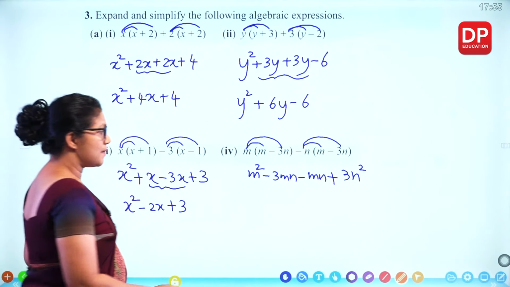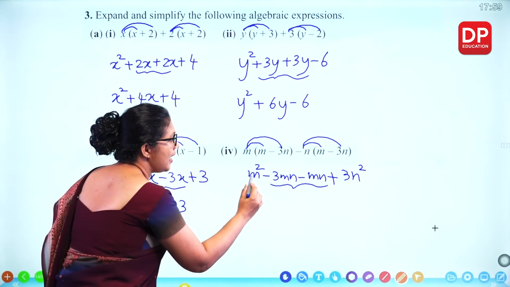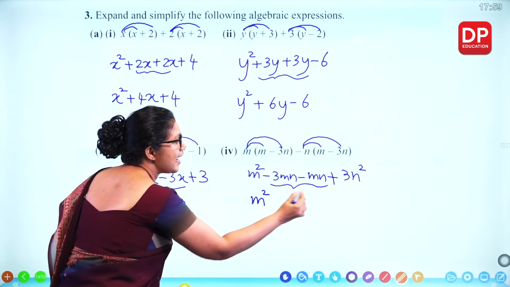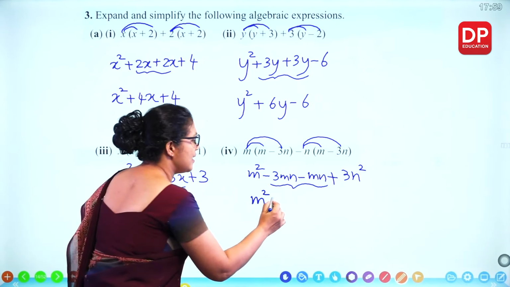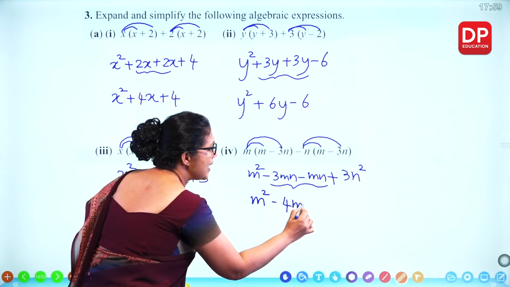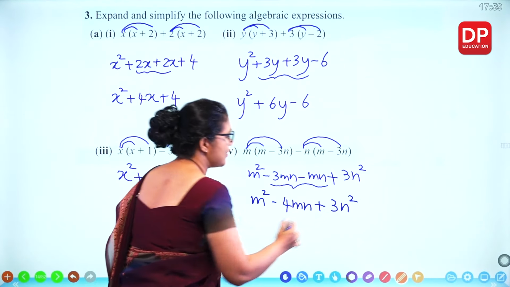Are there any like terms? Yes, these two are like terms. So here m squared is there. So these two are like terms. So here minus 3mn minus mn becomes minus 4mn. And then you get 3n squared.